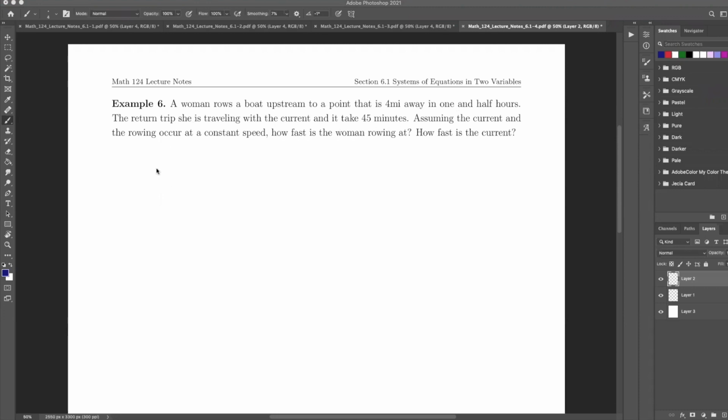So we're going to say R is how fast she rows. So this is how fast she rows. My computer's getting crunchy. No, don't get crunchy. I'm going to say C.